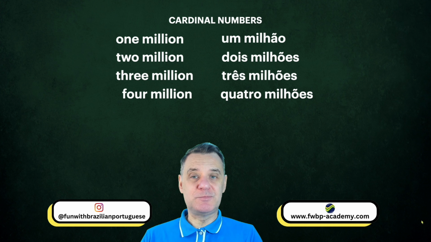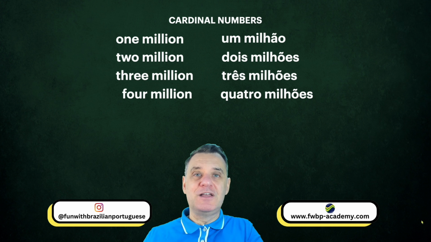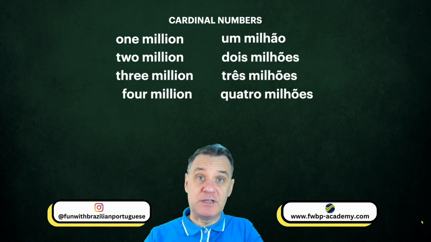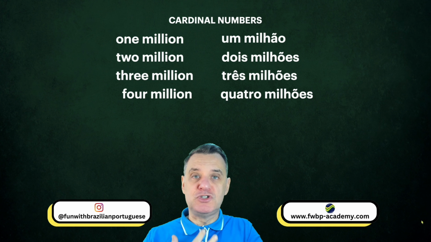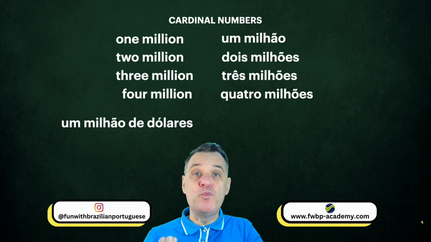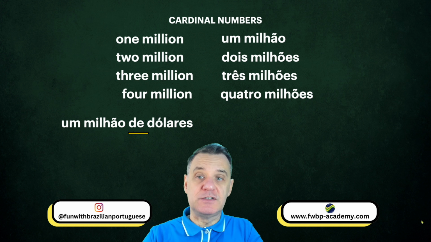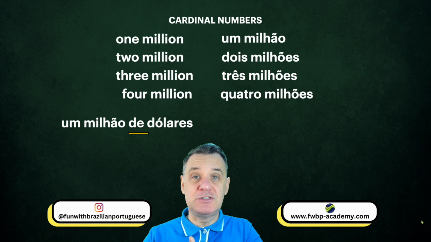Also here, in terms of pronunciation, you need to be careful when you pronounce the plural of milhão, which is milhões. So one thing I need to mention here, when we are talking about 1 million something, for example, $1 million, we need to add the preposition de before the noun. This example then, um milhão de dólares. We need the preposition de before dólares.